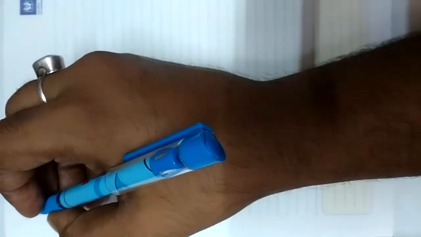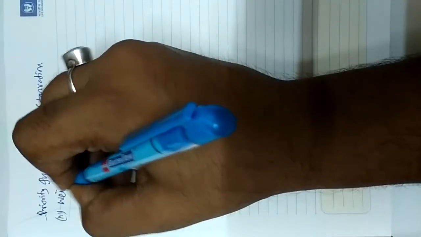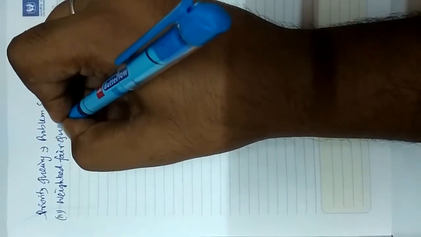So in this case, there is priority queuing. We have seen there is a problem called starvation. So priority queuing, a problem is starvation. Okay, and now we will study how to remove this starvation. So we will go for weighted fair queuing. So what is a weighted fair queuing?